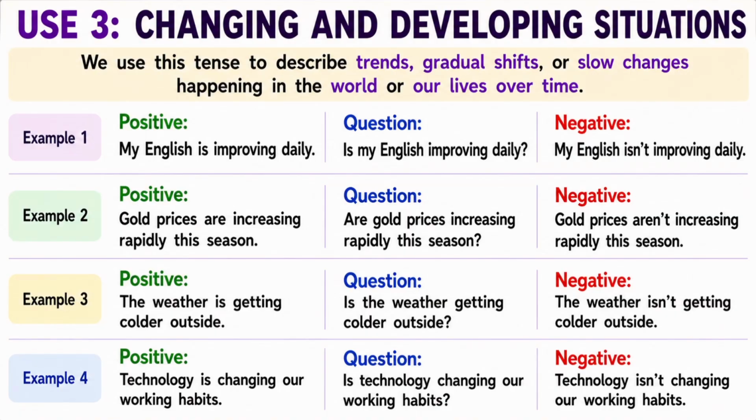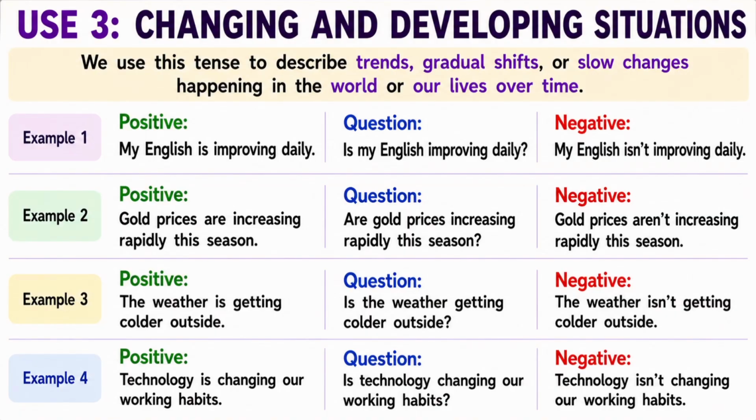My English is improving daily. Question. Is my English improving daily? Negative. My English isn't improving daily. Example 2. Positive. Gold prices are increasing rapidly this season. Question. Are gold prices increasing rapidly this season? Negative. Gold prices aren't increasing rapidly this season.